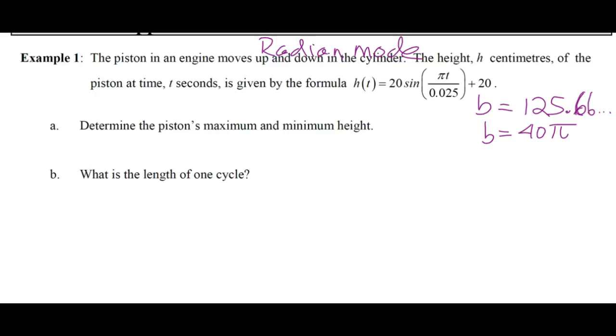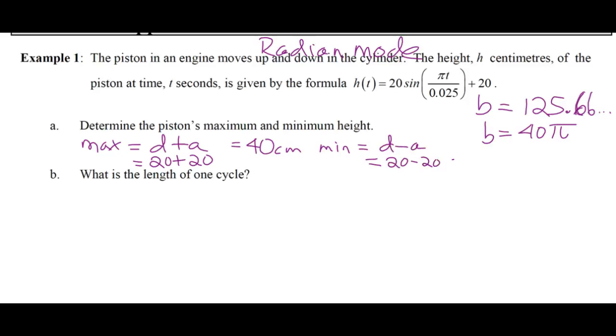Determine the piston's maximum and minimum height. So what's the highest this piston goes? Okay, so what's max equal to? It's D plus A, right? The middle is 20 plus 20, so equals 40 centimeters. What's the minimum height? So it's D minus A, which is 20 minus 20, which is 0 centimeters.